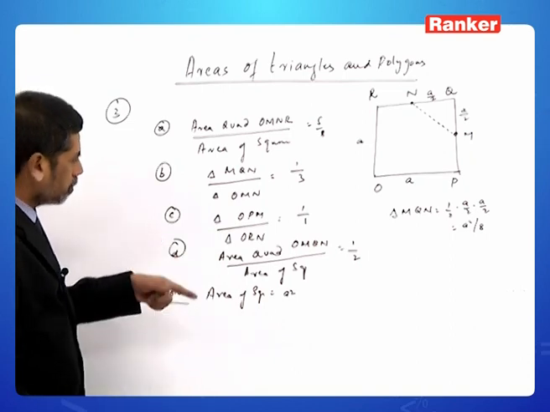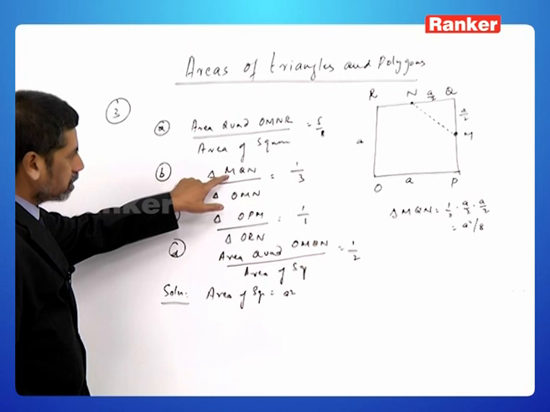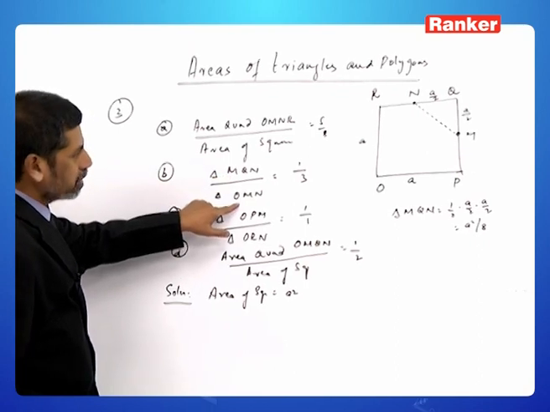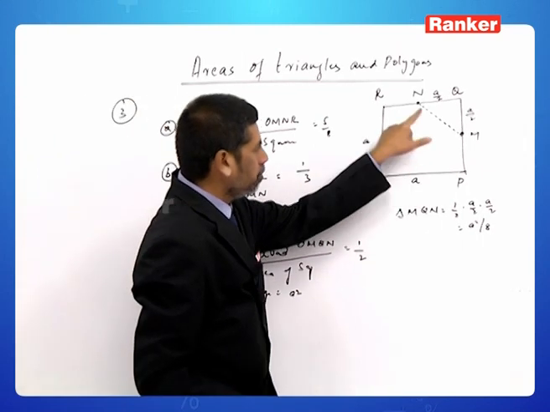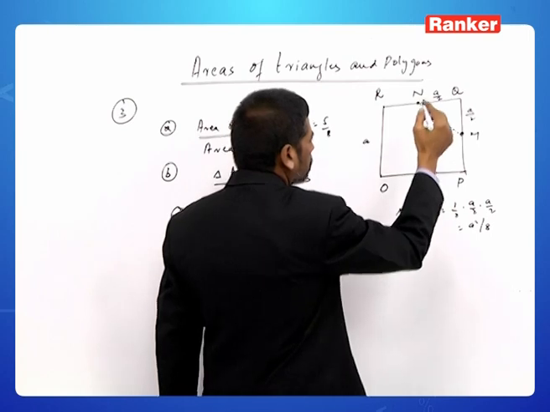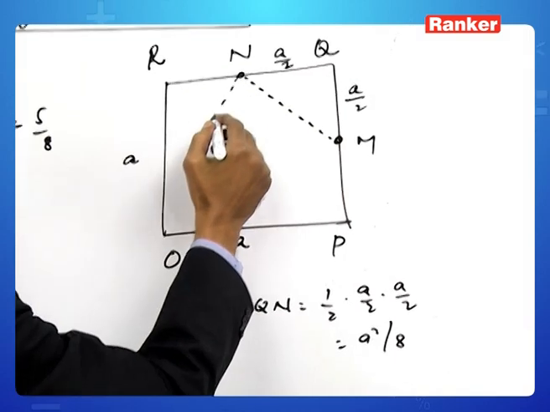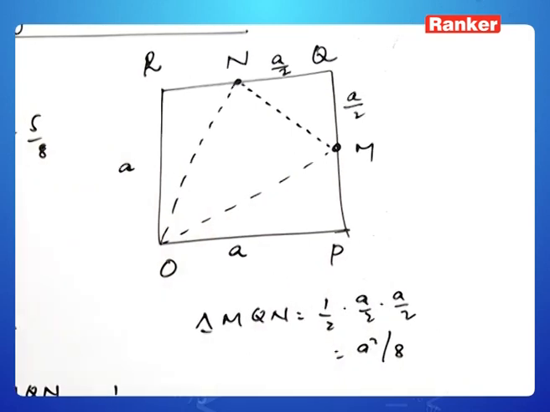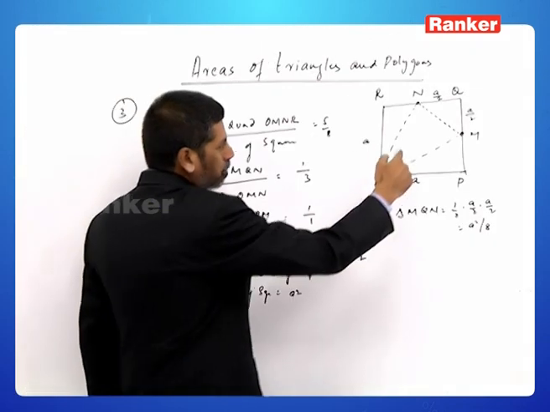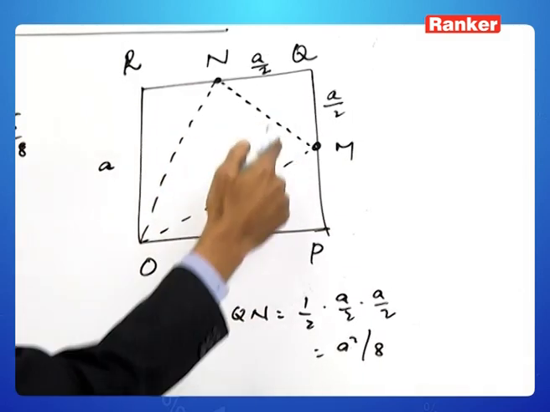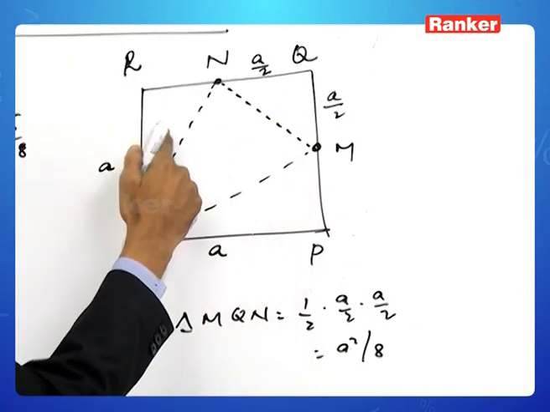Now MQN is available here. Now we want other things like OMN, right? OMN is nothing but this triangle, and this may be slightly difficult to calculate, but you can find out these areas. This is already known to us. You can find out this area. These two will be similar.